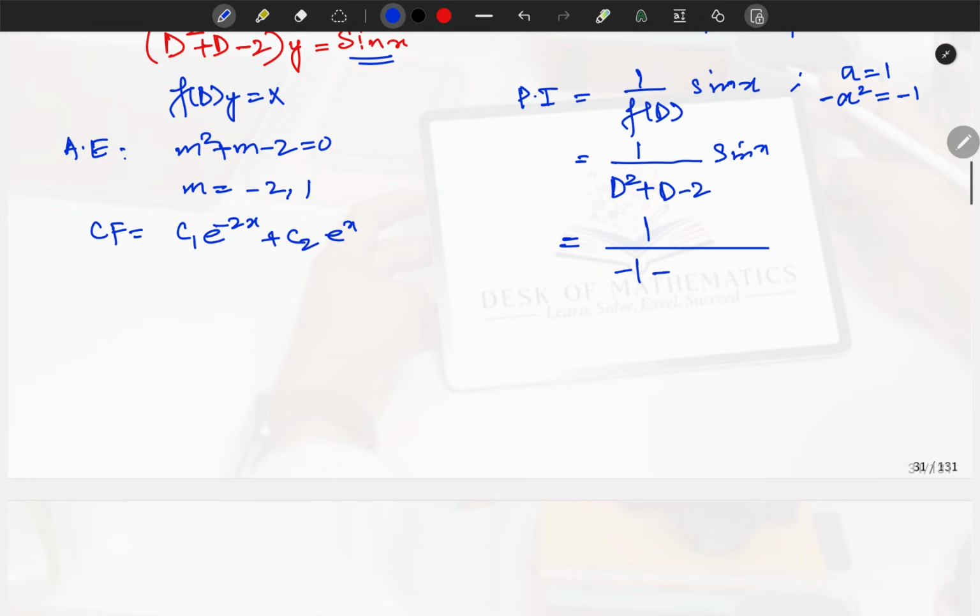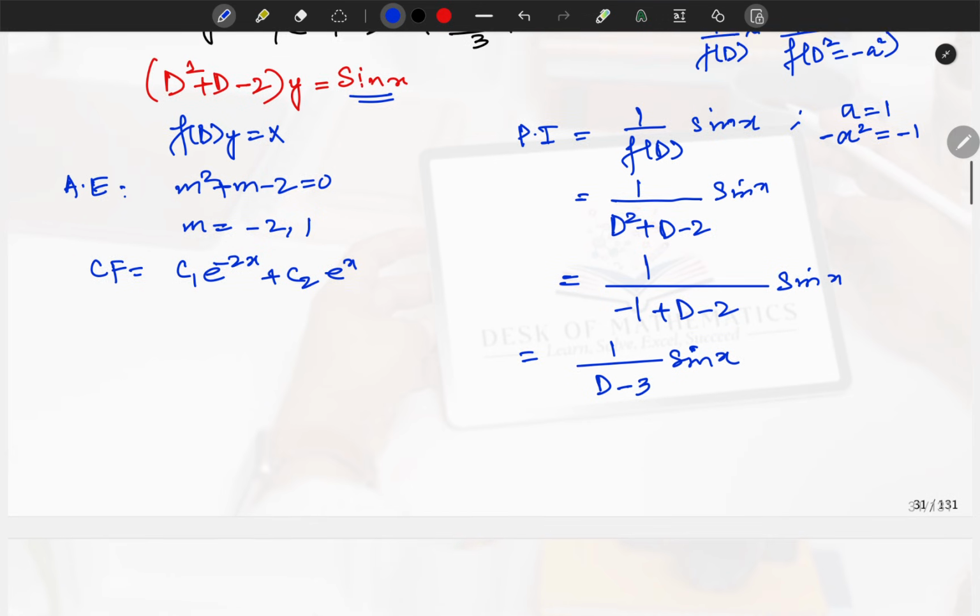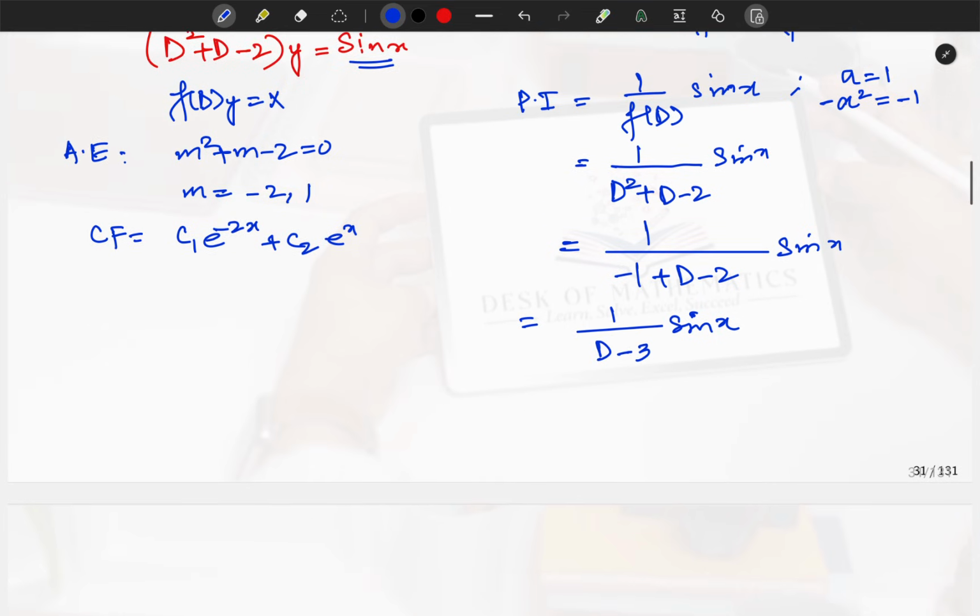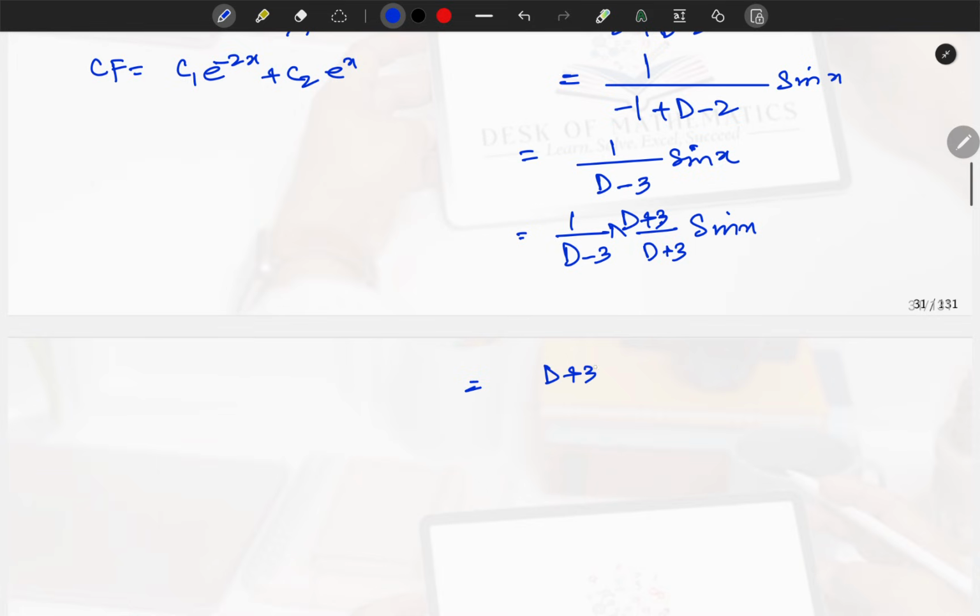So D squared is minus 1 plus D minus 2 sine of x. So now it is 1 by D minus 3 sine of x. As I told, in the particular integral when you have sine or cos, you have to use D squared here. So now you have only D. What you will do is rationalize it. So multiply D plus 3 on the numerator and D plus 3 on the denominator. So it will be equal to D plus 3 over D squared minus 3 squared, that's 9, sine of x.